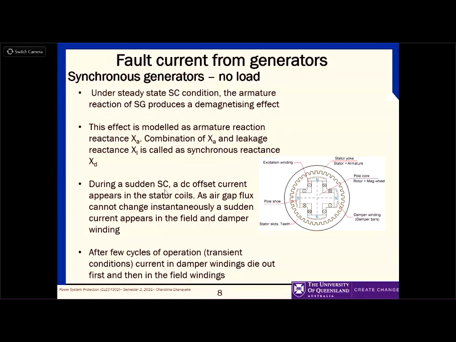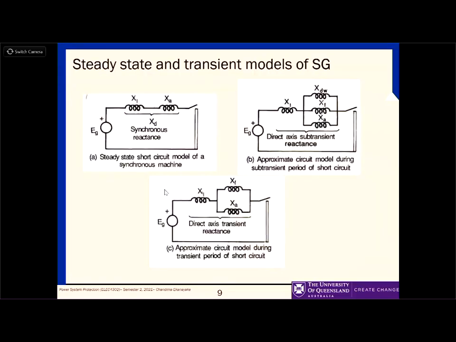So now what happens is that after a few cycles of operation, this current in the damper windings fades out. Why? Can you remember that the DC current was fading? So this current is also fading. So that is what happens physically in a generator. Now, we need to represent it somehow in a model for our calculations.